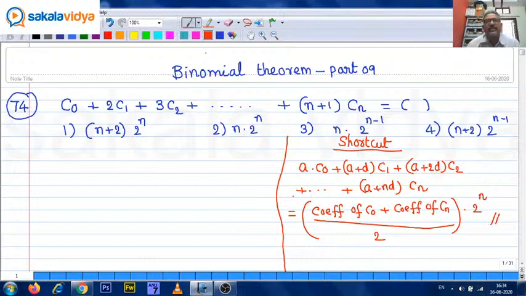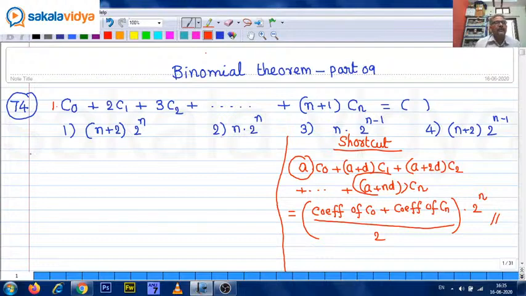That means if the coefficients are in arithmetic progression, then we can apply this shortcut. For example, coefficients a, a plus d, a plus 2d and so on, a plus nd are the terms of an arithmetic progression. Then we can write coefficient of C naught plus coefficient of Cn, that is a plus nd, by 2 multiplied by 2 to the power of n. Observe now in the problem, this is actually 1 into C naught, 1 plus 1 is 2, 2 plus 1 is 3, and so on up to n plus 1. Coefficients are in arithmetic progression.